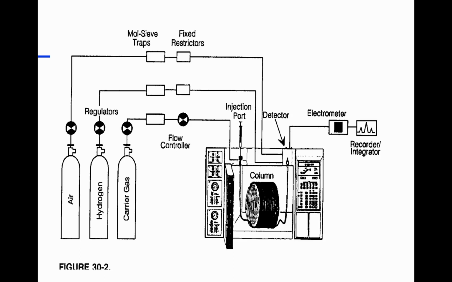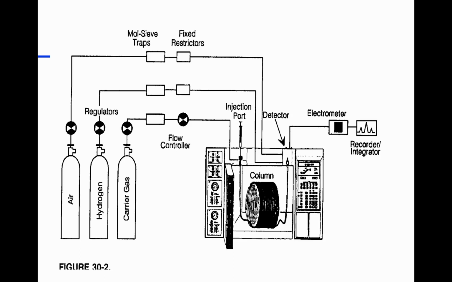What we're going to do most commonly is as things come through our column and get separated, we burn them. And we burn them in a hydrogen flame. So I need hydrogen for the combustion, and I need air to help that hydrogen burn. So basically, I'm going to burn my compounds here. What does burning do? It creates an awful lot of ions in here, and I've got a nice electrical potential up here.